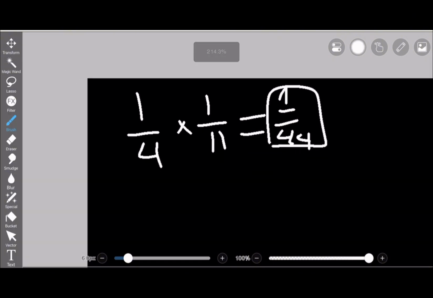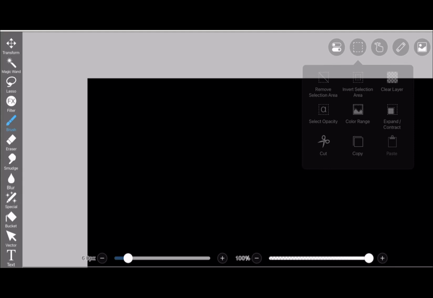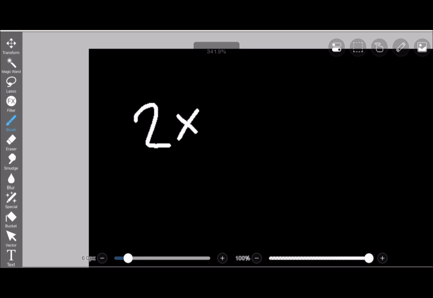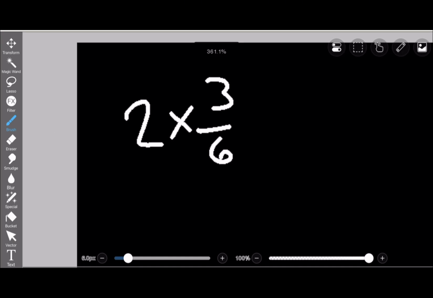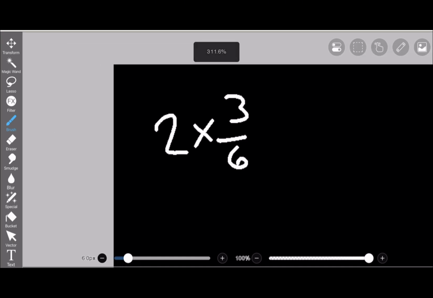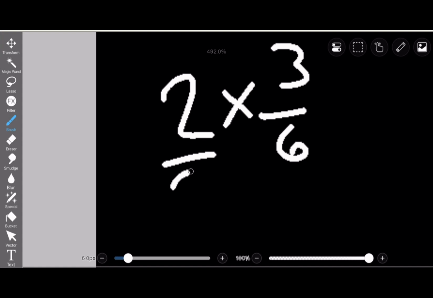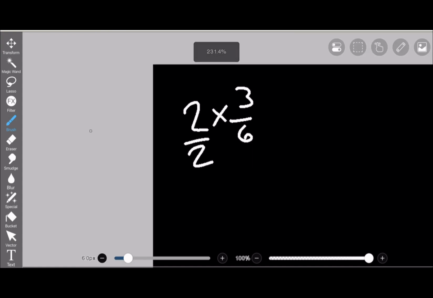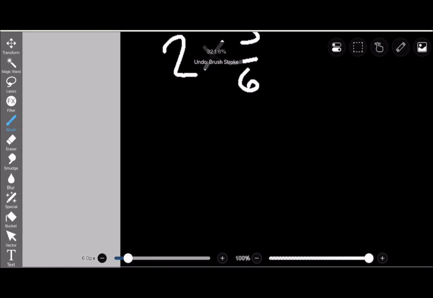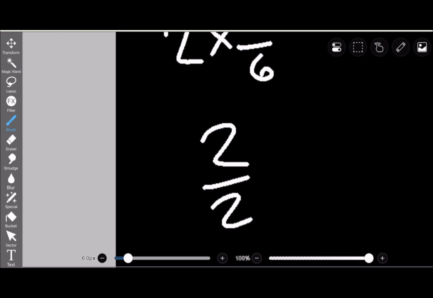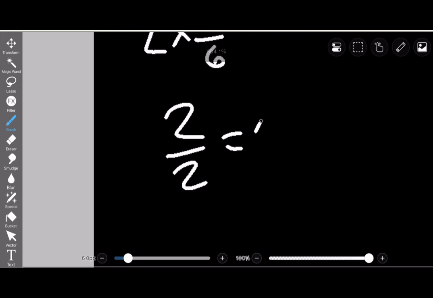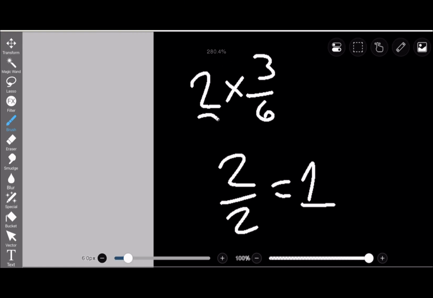Now let's do a more difficult one, which involves whole numbers, which could be 2 times 3 out of 6, or 3/6. I apologize. So how would we do this? Would it be 2 over 2? Well, no, because if we do 2 out of 2, this would just equal 1, and our original whole number is not 1, it is 2.